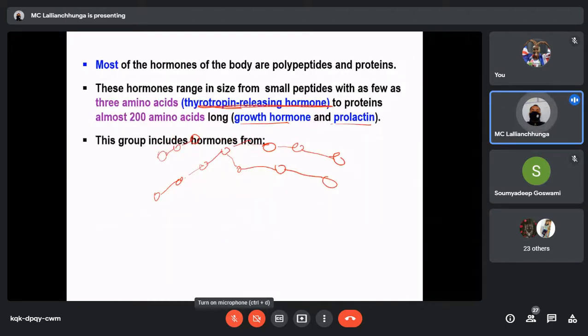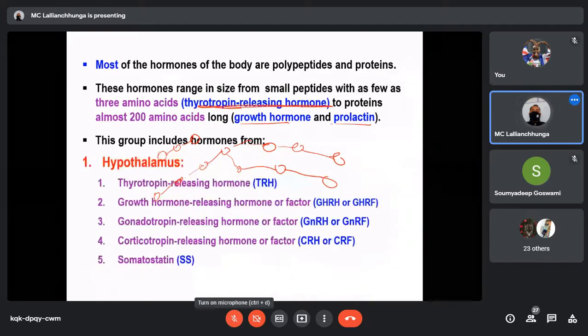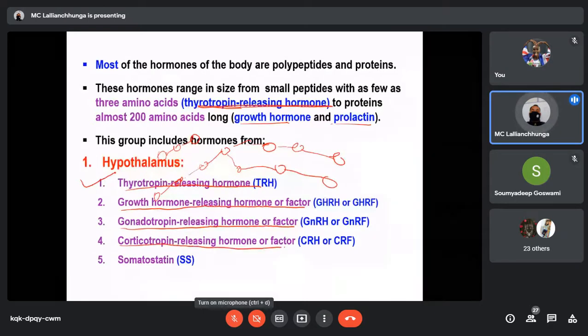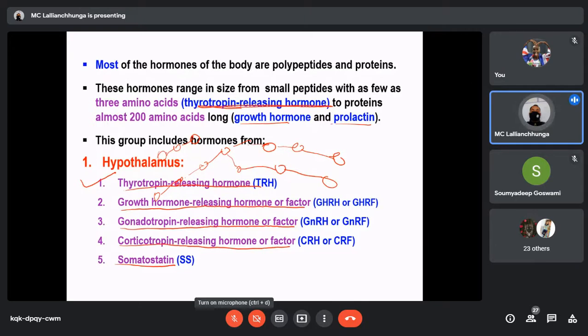This group includes, number 1, hormones from the hypothalamus. Peptide hormones include the hormones from the hypothalamus, but not all. The first one is TRH, thyrotropin releasing hormone, a peptide hormone. Number 2, growth hormone releasing hormone or factor. Gonadotropin releasing hormone or factor. Corticotropin releasing hormone or factor. And somatostatin. Here, 5 hormones from the hypothalamus belong to peptide hormones.